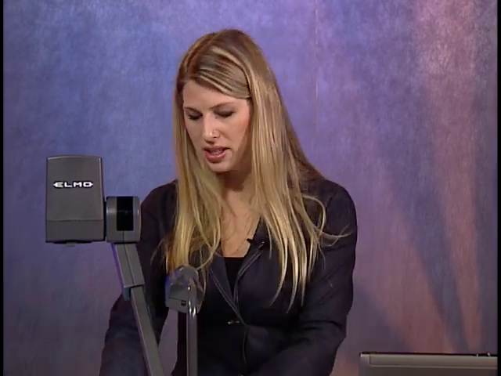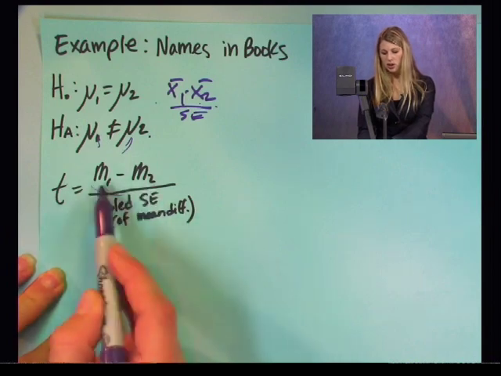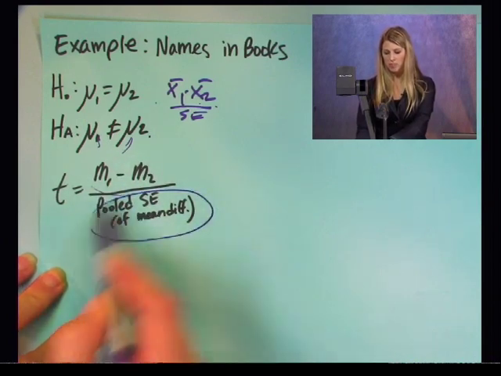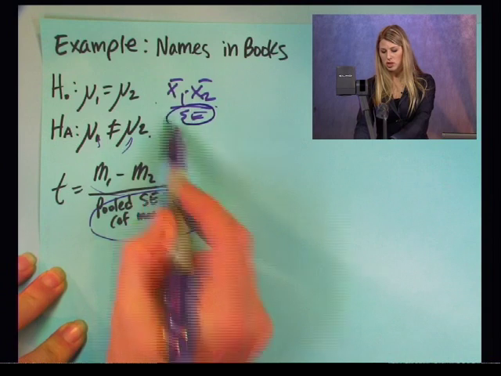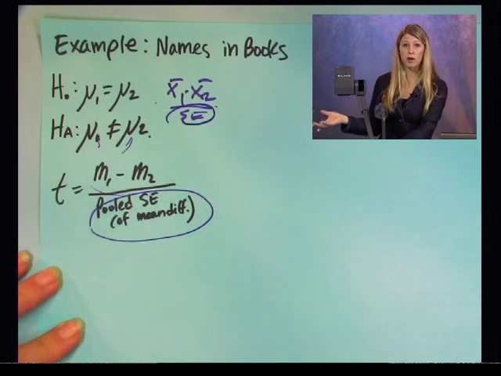Now, you remember back when we calculated t, calculating t is the same thing. You're going to take the difference between these means, x bar or m, they both mean the same thing, they're sample means, and you're going to say, is this big enough in terms of standard error? But now you don't just have one standard error. Remember, standard error was the standard deviation of the distribution of all means.